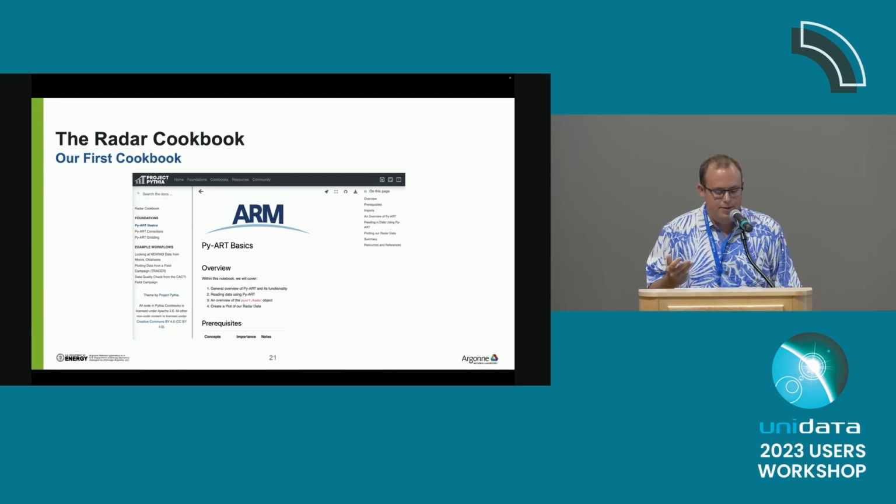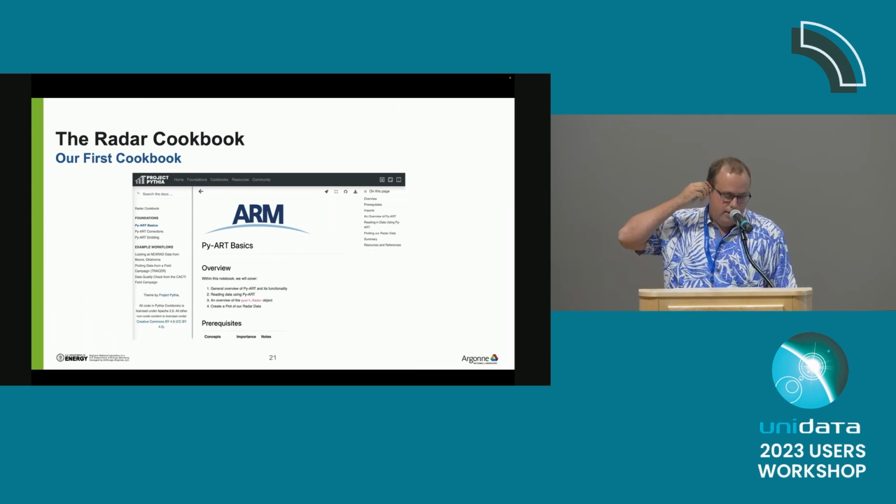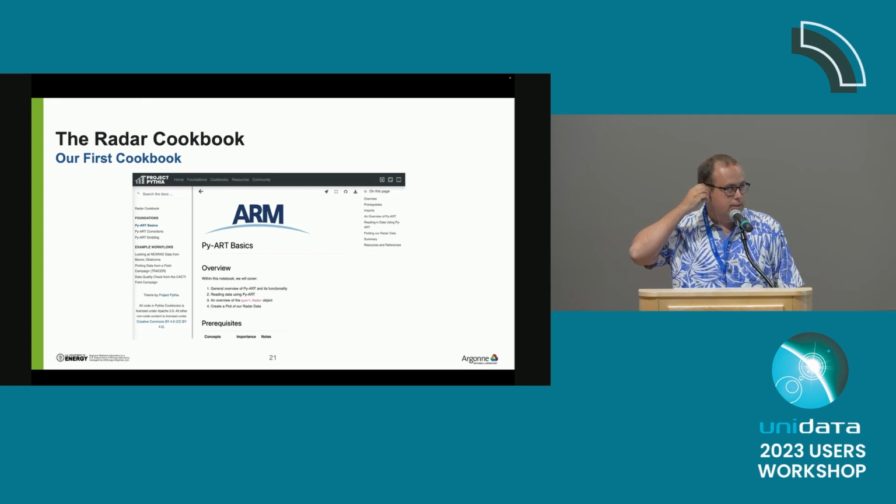But then we also have these concrete workflows, like looking at NEXRAD, the weather radar network across the U.S., data from Moore, Oklahoma, which was a big tornado. Plotting data from a field campaign, that's from the TRACER field campaign, and then CACTI, that's the last one, which is in the Sierras de Córdoba region of South America. Then TRACER was down in Houston, Texas.